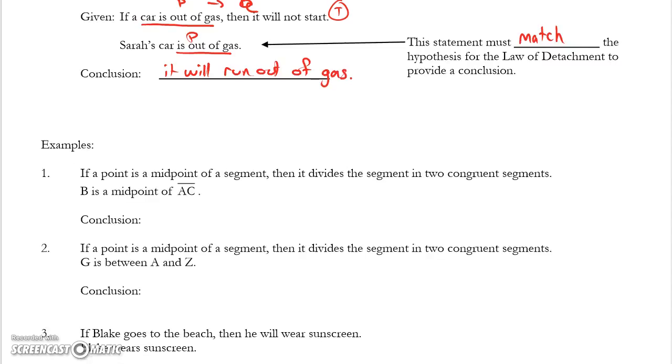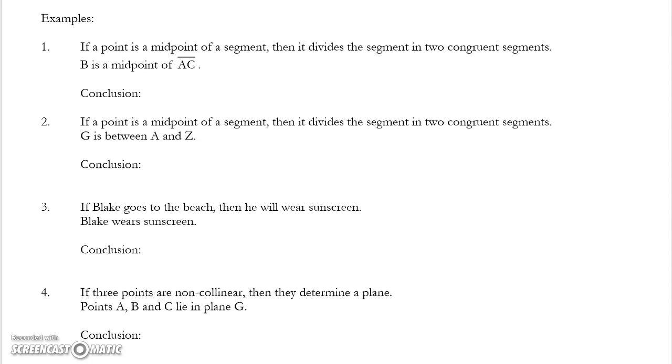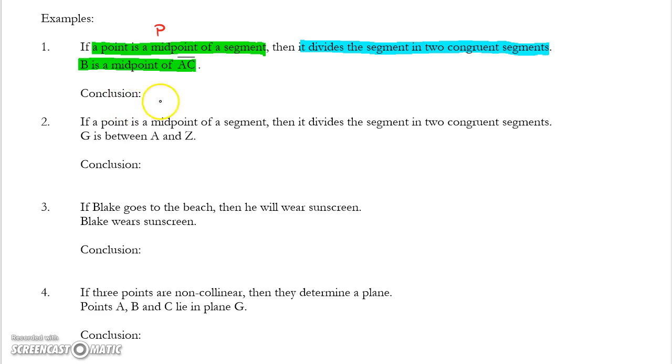Let's look at a few more examples for law of detachment. If a point is a midpoint of a segment, then it divides the segment into two congruent segments. We know that's true. They tell me that B is a midpoint of segment AC. That is part of my original hypothesis. It's a point that is a midpoint of a segment. Since that matches my hypothesis, I can make my conclusion. B divides segment AC into two congruent segments.